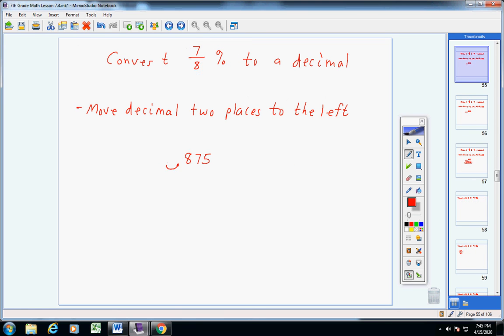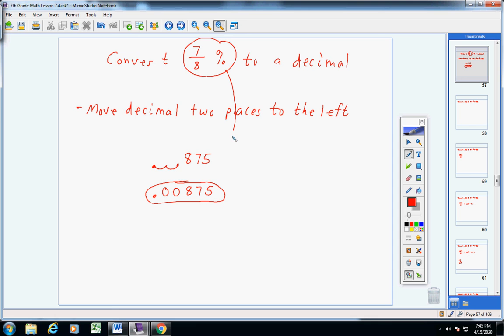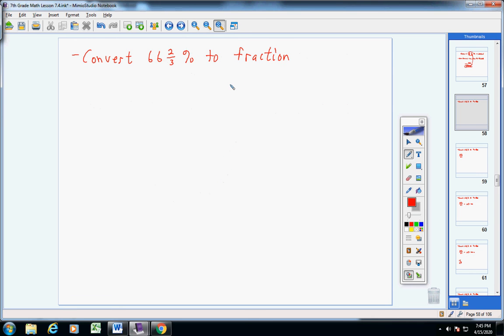there. Okay, so move it 2 places to the left. Got it. Put in your 2 zeros, and there you go. This is the exact same thing as this. They are equivalent. Okay? Now, let's try another one.